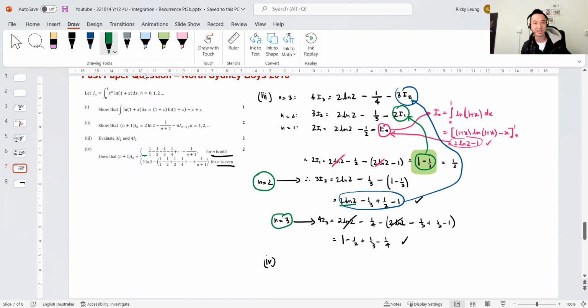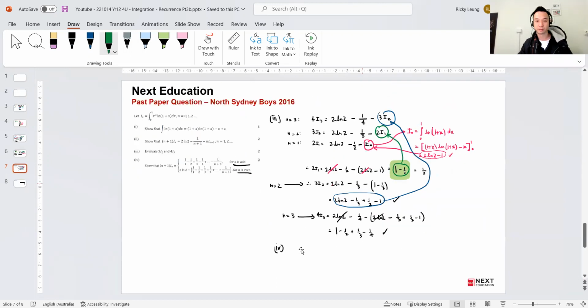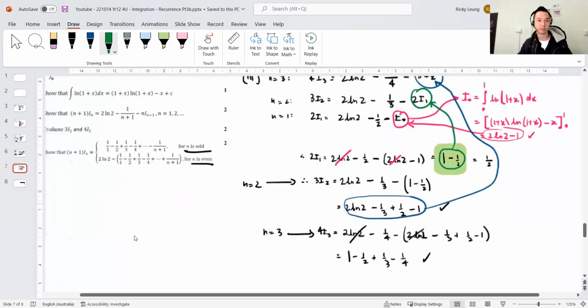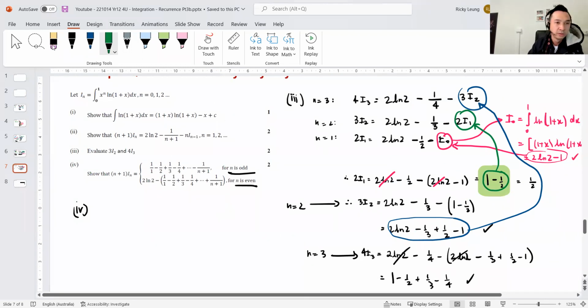So what I can say generically, right, is for part 4, maybe I'll just move it up here. I don't think I need that much space. So for part 4, for I(n plus 1), right now I know, using my recurrence, 2 ln 2 minus 1 on n plus 1 minus n I(n minus 1), right?